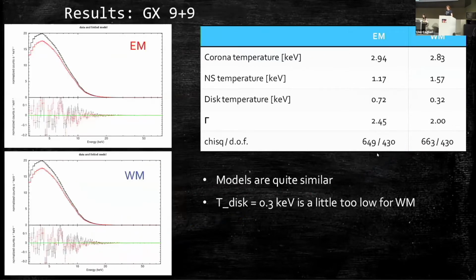Moving on to the next source, which was GX 9+1. Both the models seem to be quite similar. They are very physical, so this is really good. However, for the Western model, the slab corona around the disk, the temperature is a little too low. We only got around 0.3 keV for the disk temperature, which is here. So this again speaks a bit more in favor of the Eastern model.